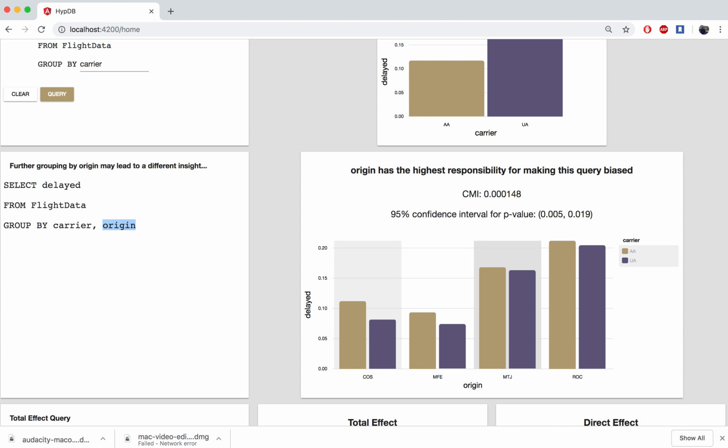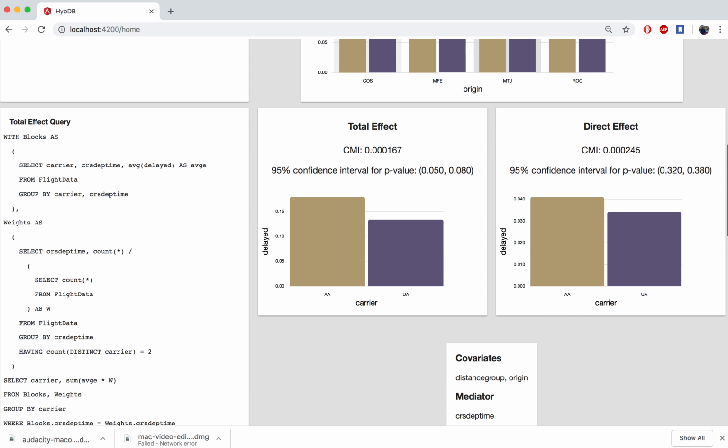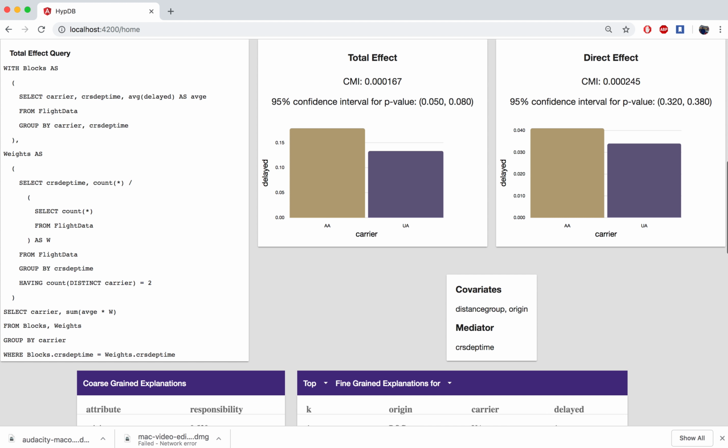As you see in this case, HypDB automatically identified origin airport as a confounding factor, such that further grouping by origin totally reverses the trend obtained by the original query. The next step is to remove the bias from the query. HypDB does this by rewriting the query to control for the confounding variables.